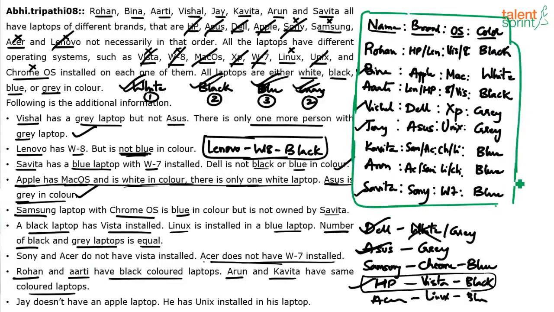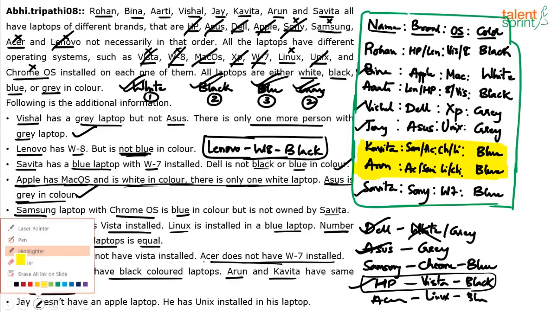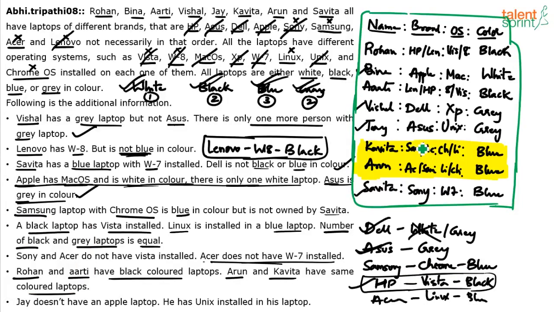Let me also highlight the multiple choices here between Kavita and Arun. We know that both of them have got blue color laptops, but what is not sure here is who has got the Samsung laptop. If Kavita has got Samsung, then she will definitely have Chrome installed. If Kavita has Acer, then she will have Linux installed. So that is clear. You understand? Samsung is for Chrome, Acer is for Linux. So accordingly, we'll have to fix the operating system also.